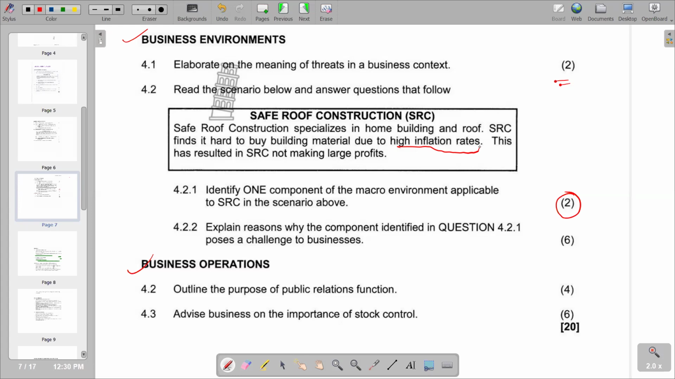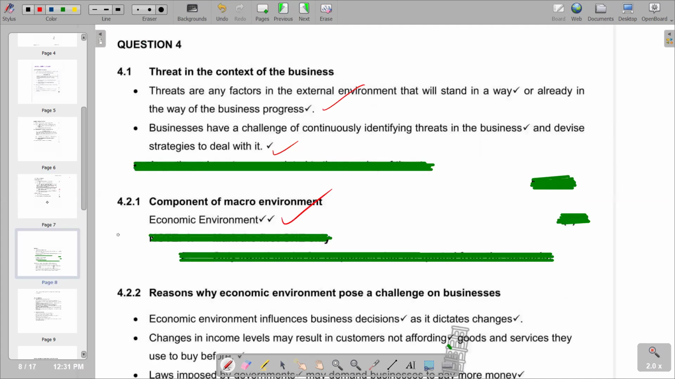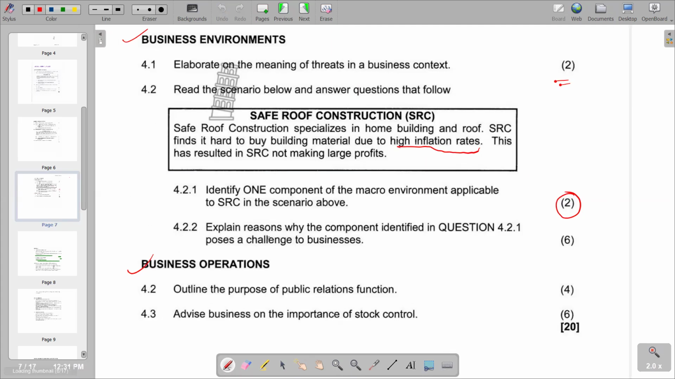Remember, the economic environment relates to all the external economic factors that influence the buying habits of consumers and businesses. So basically, that's the economic environment. You see that the inflation rate becomes an external factor, so the economic environment becomes applicable to the scenario that we are given. So we're saying economic environment, and we have it listed in our answer section. So let's go to the next question.